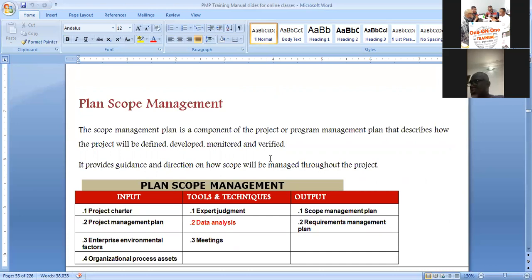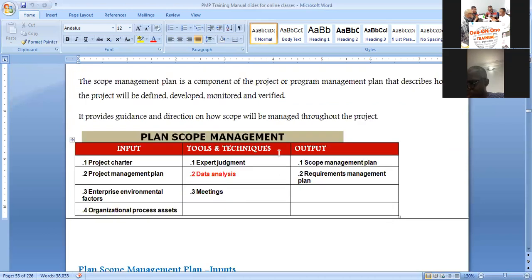When we plan scope management, hold on. Sub-processes of project scope management. One is plan scope management.